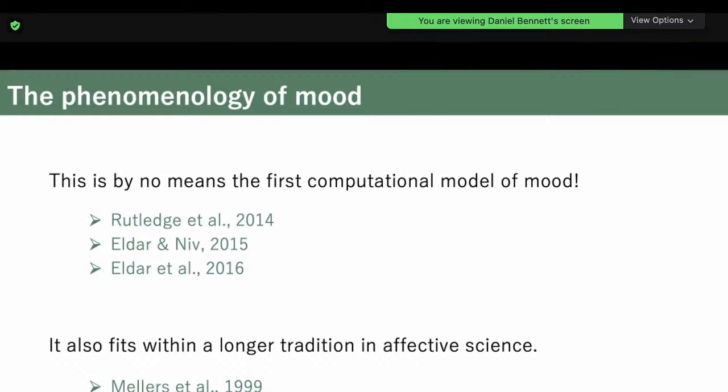The model I'm presenting also fits within a longer tradition in affective science of using ideas from economic decision theory, from engineering control theory, and other places as well, to try to explain the appraisals that drive moods. So this is the broader theoretical context that I would say this fits into.